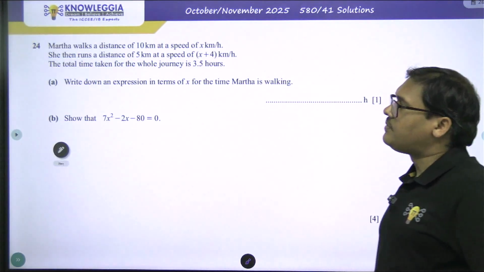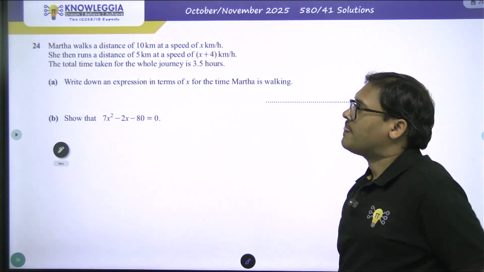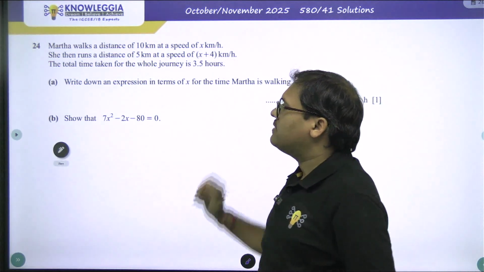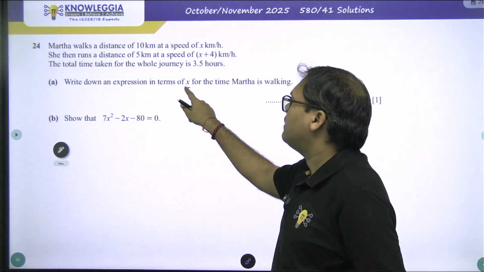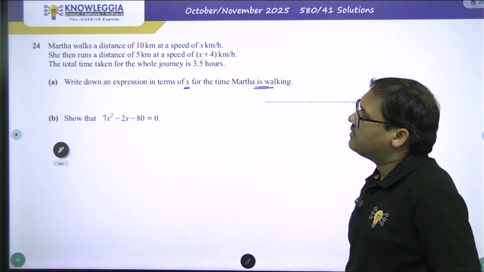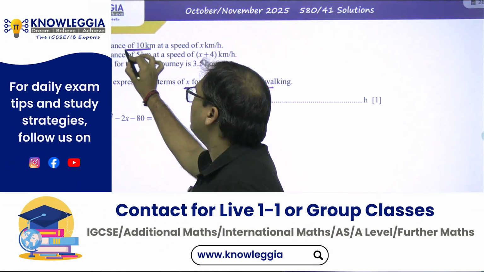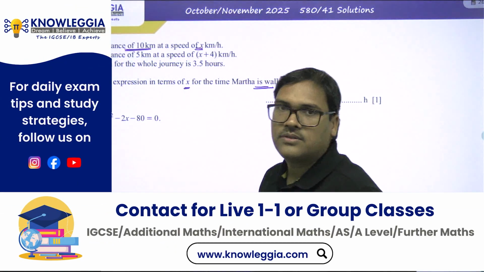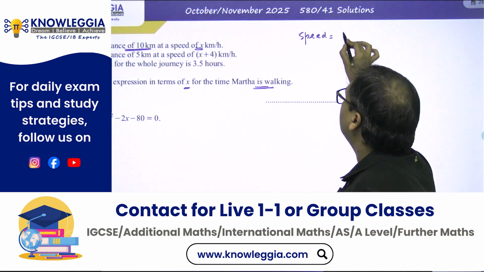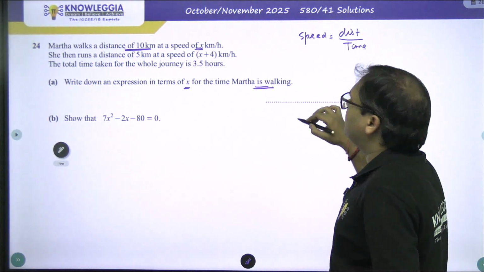Next question. Martha walks the distance of 10 kilometers at a speed of this. She then runs. Okay. Total time taken is given. Write down the expression in terms of x for the time she is walking. Okay. So she walks a distance of 10 kilometers at a speed of this. So what is the formula? Speed is distance by time. So what is the time taken?